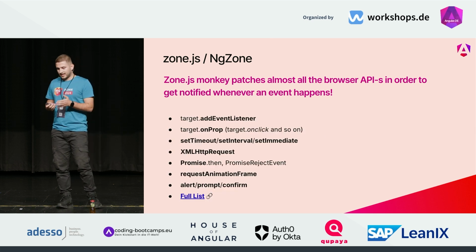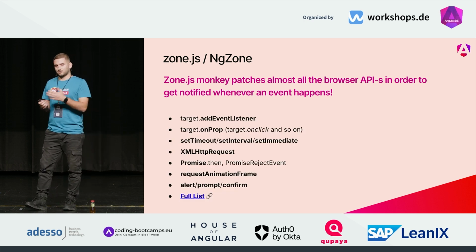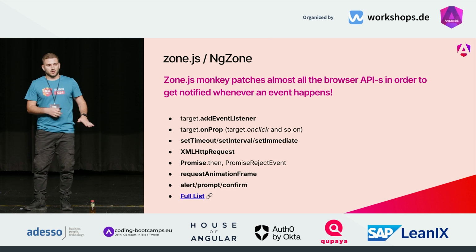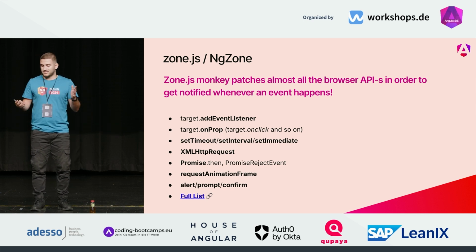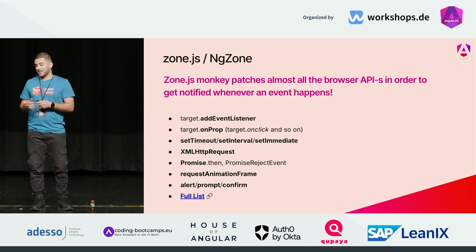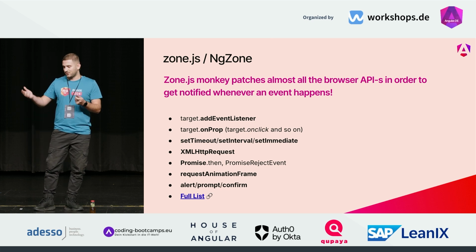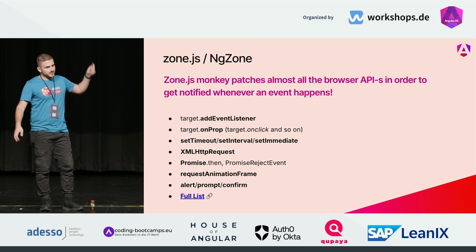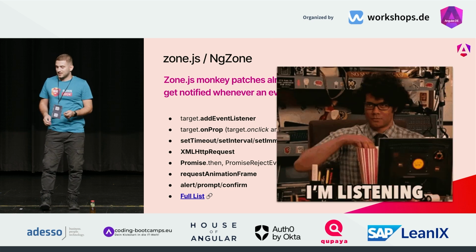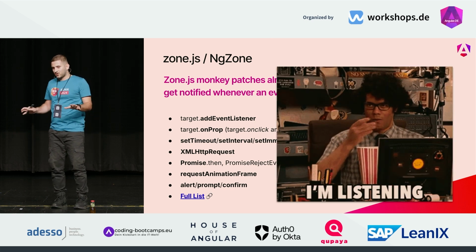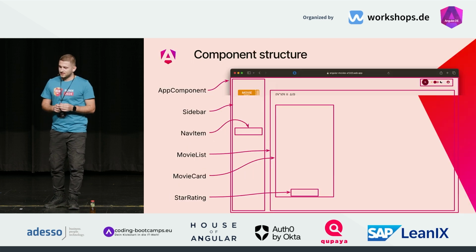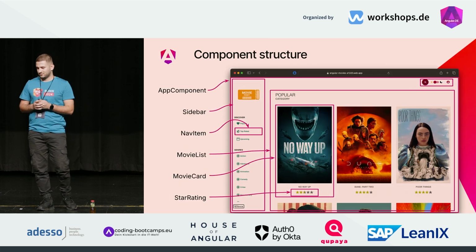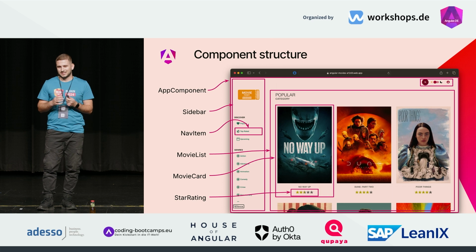So everything like addEventListener or onClick, onMouseDown, everything, setTimeout, setInterval, XMLHttpRequest, promises, requestAnimationFrame, alert, confirm, prompt. There's a big list. You can check on the link. So Zone.js is like, OK, I'm listening to the browser, and it's like a guard there. And let's now go into some real-life stuff.